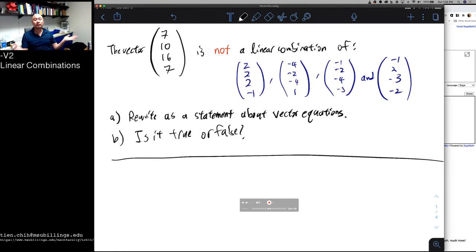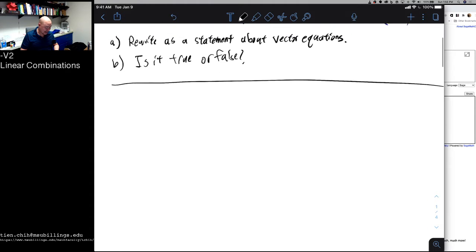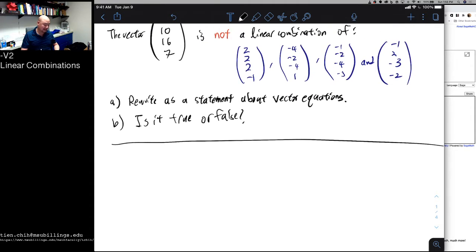Alright, so let's take another look at a linear combination problem. Now we claim that this vector here, 7, 10, 16, 7, is not a linear combination of the following four vectors. What we want to do is, again, rewrite this as a statement about vector equations, which is familiar territory, and then ask ourselves, is it true or false? So, let's go ahead and start with rewriting this as a statement about vector equations.